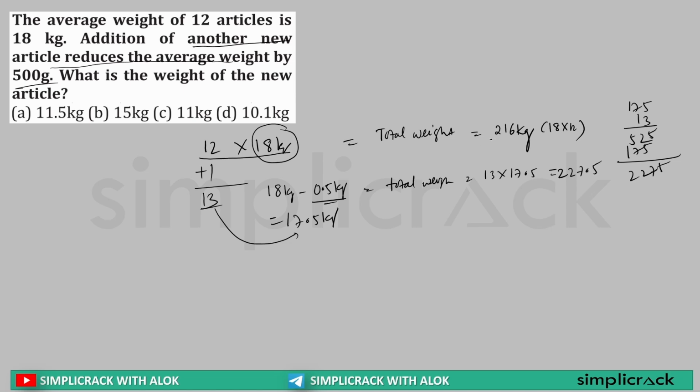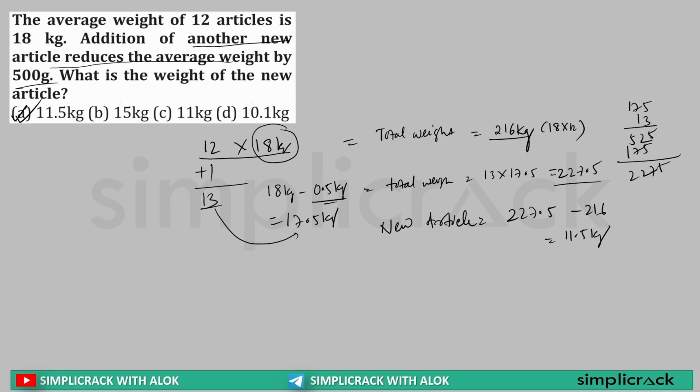Now, sir, here the weight of 12 articles was 216 kg. Here the weight of 13 articles is 227.5 kg. So the new article's weight is equal to, sir, 227.5 minus 216, which is equal to 11.5 kg. So the answer is, sir, option A. Clear? Now understand this. You can solve it this way, and this is quite easier.